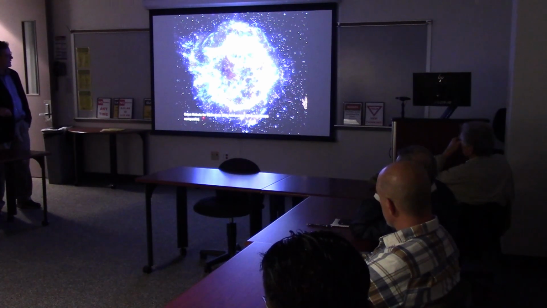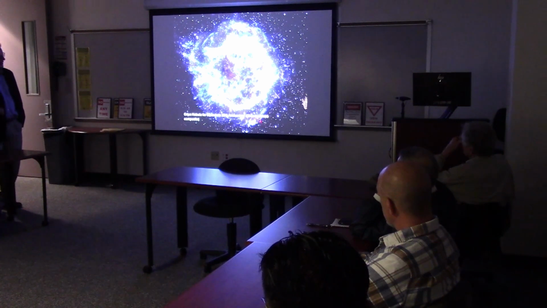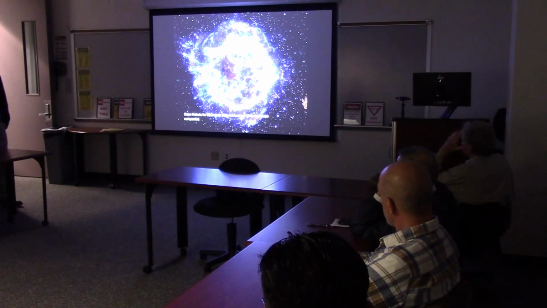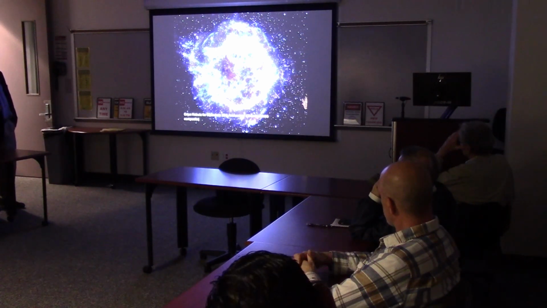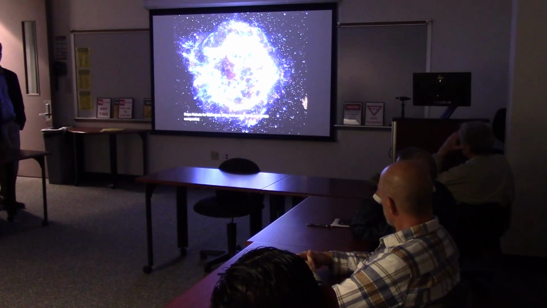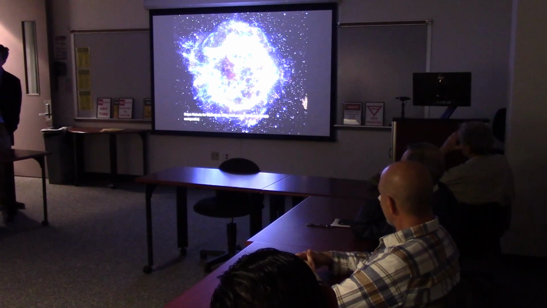This is the Orion Nebula. This is a Chandra Webb composite. So if you look up at the constellation Orion, down to the belt of the sword, and look through a good telescope, you'll see something that doesn't look anything like this.